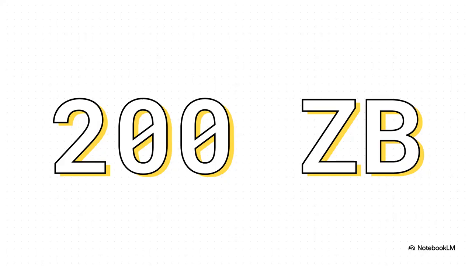And the scale we're dealing with here is just astronomical. By 2027, it's predicted we'll be creating 200 zettabytes of data every single year. A zettabyte is a trillion gigabytes. It's a number that's hard to even wrap your head around. Without these powerful, automated data factories, trying to find anything useful in that ocean of information would be completely impossible.